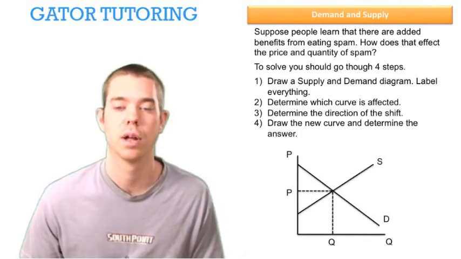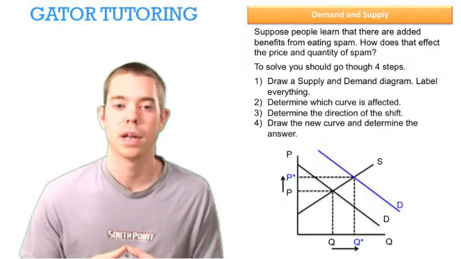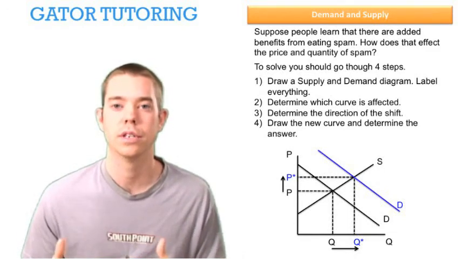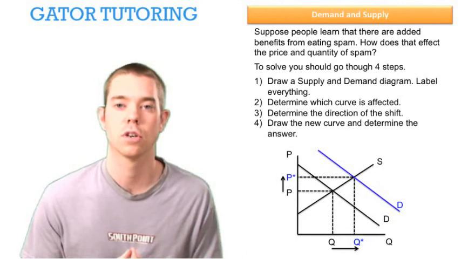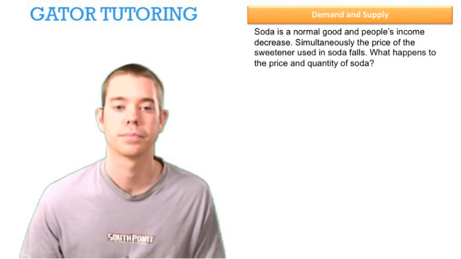So here we have our supply and demand curves. We see that these added benefits to Spam is going to increase demand for Spam. So it's going to push the demand curve to the right. That is going to shift the price up and the quantity out to the right or up.